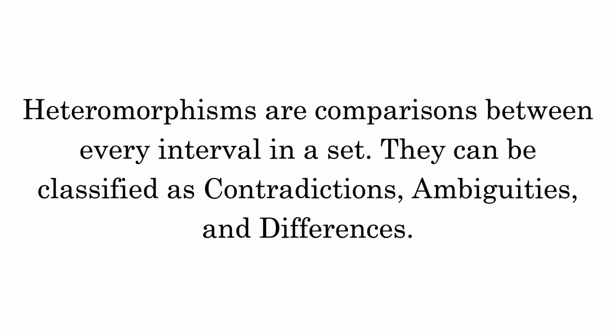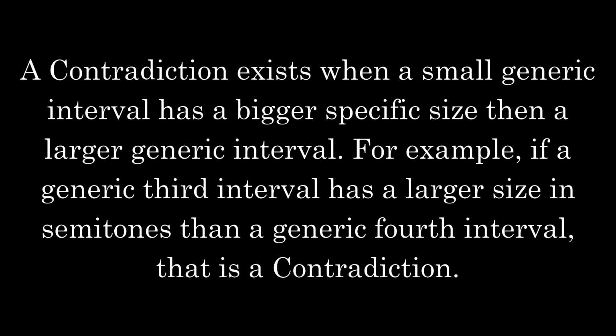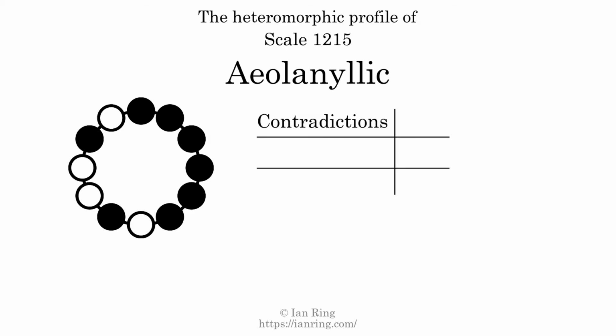Heteromorphisms are comparisons between every interval in a set. They can be classified as contradictions, ambiguities, and differences. A contradiction exists when a small generic interval has a bigger specific size than a larger generic interval. For example, if a generic third interval has a larger size in semitones than a generic fourth interval, that is a contradiction. The number of contradictions in this scale is 65.